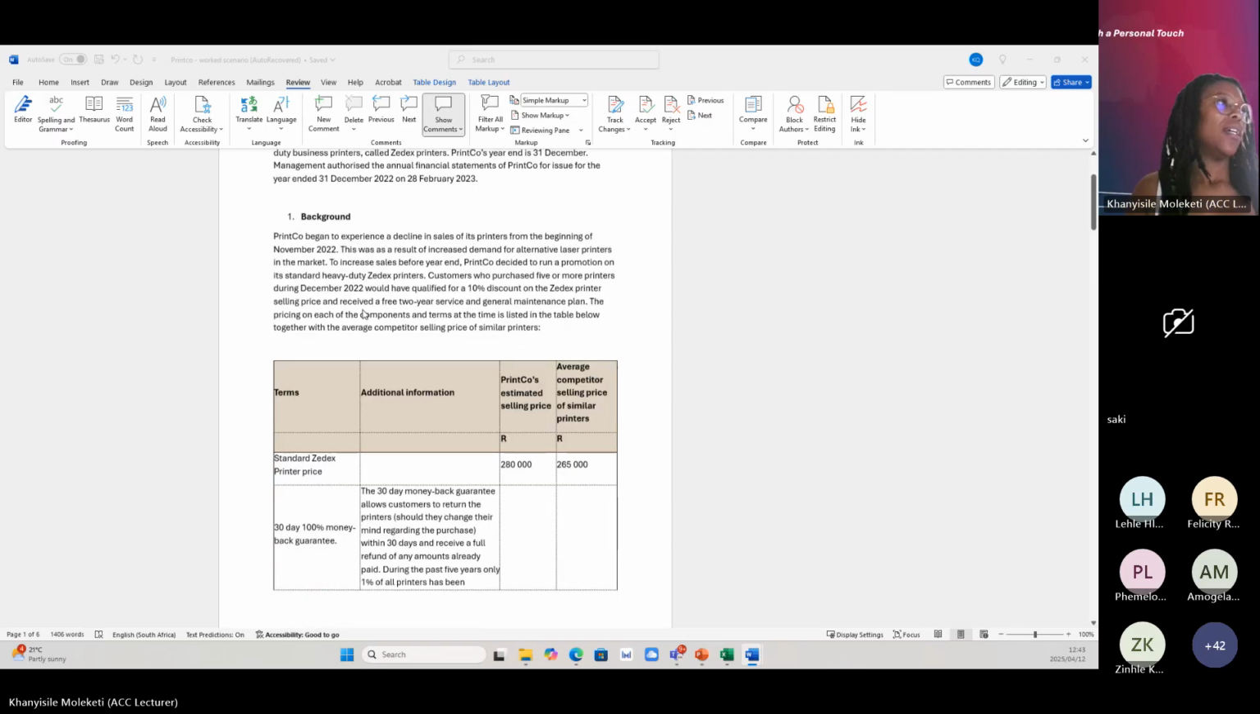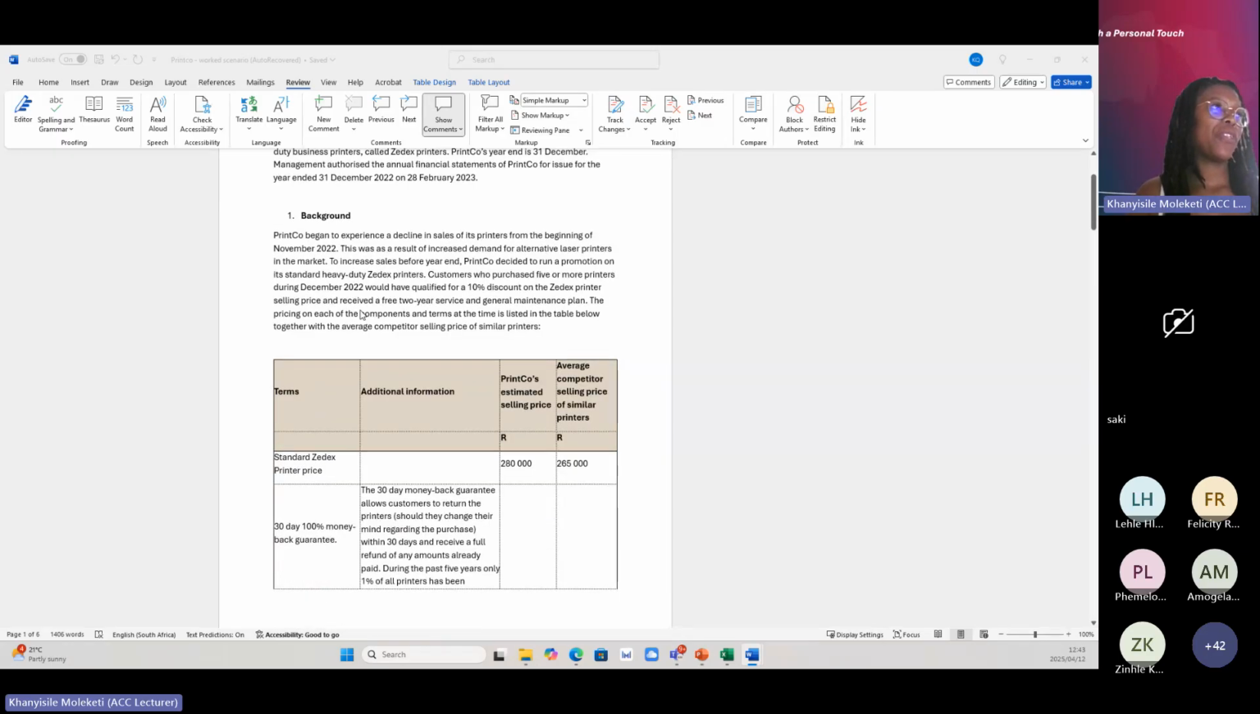So we're told that Printco began to experience a decline in sales from the beginning of November 2022 due to demand. So their solution was to run a promotion. And the promotion was that customers who purchased 5 or more printers during December 2022 would qualify for a 10% discount on the ZX printer selling price, and receive a free 2-year service and general maintenance plan. The pricing on each of the components and terms at the time is listed in the table below.